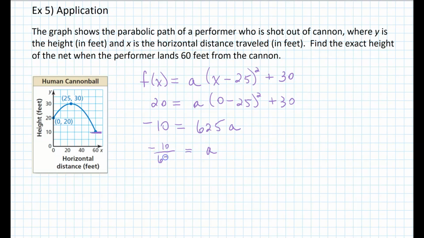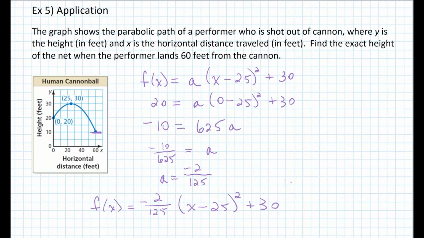Would this become a calculator problem? Yes. Okay. We can simplify this a little bit. So a is equal to, these are both divisible by 5, negative 2 over 125. So I have the equation now. The equation is f of x equals negative 2 over 125 times (x minus 25) squared plus 30.